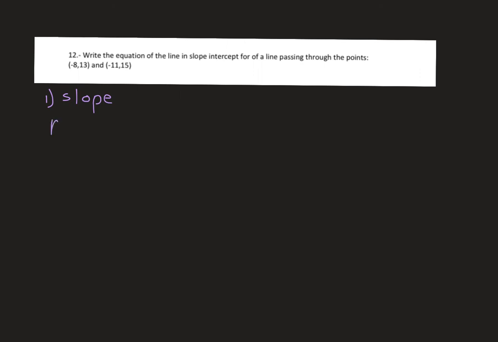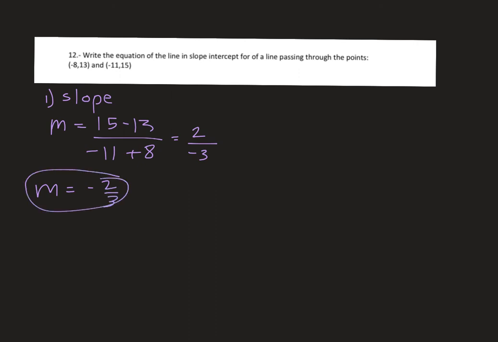So we have 15 minus 13 over negative 11 minus negative 8. So that would be 2 over negative 3. So there's our slope, negative 2/3. Okay.